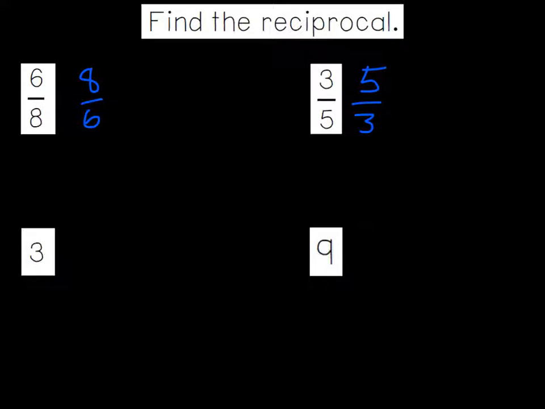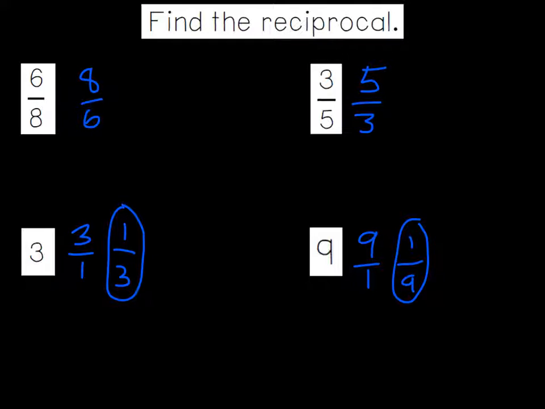And 3. First, let me write 3 as a fraction. 3/1. What is the reciprocal of that? What would I multiply 3/1 by to get 1? Flip it over or invert it. It would be 1/3. That is the reciprocal of 3. Same thing for 9. We need to make this a fraction. 9/1. The reciprocal of that, we invert this, change places with the denominator and the numerator, and it would be 1/9. If I multiply 1/9 times 9/1, that will give me 1.